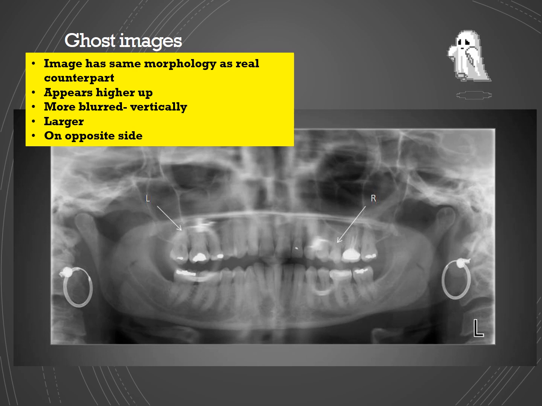Remember, the X-ray machine and the receptor are rotating around the patient's head. So when this area gets exposed, it creates a ghost on the opposite side, which is larger, higher up, and blurred. That is how the characteristics of ghost images appear. That's why it's important that the patient is advised to take away all jewelry that could obscure the image area, or the most important area that has to be seen.